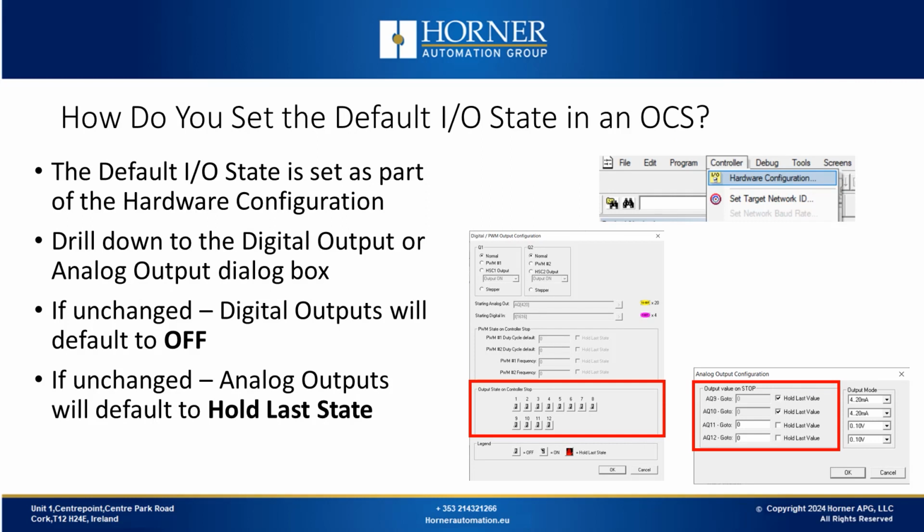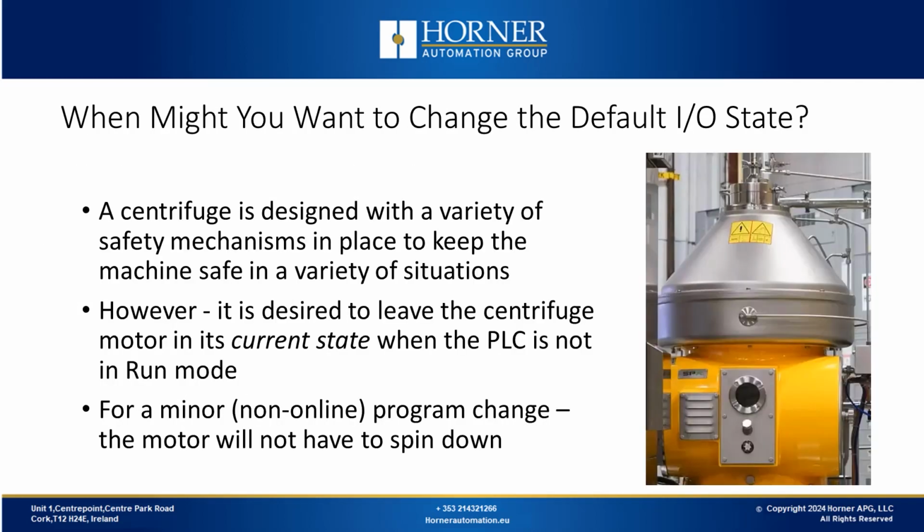The default I/O state is set as part of the hardware configuration. In our demonstration, we will go into the hardware configuration settings in Cscape and navigate to the digital or analog dialog box for each I/O point that we want to adjust. From here, we will be able to adjust the default I/O state. If we leave these settings unchanged, the digital outputs will default to off, and the analog outputs will default to hold their current state. Now we will look at scenarios where we may want to change the default I/O state.